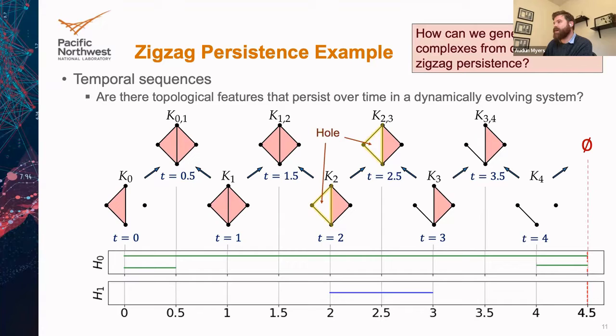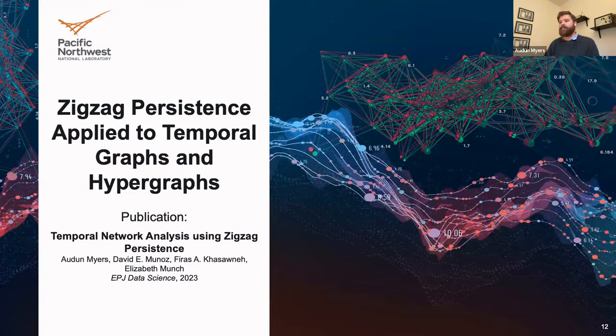So how can we actually generate these simplicial complexes from data so we can apply this tool to study this changing topology? Well, my first work in this area was just applying this to networks and not hypernetworks. And this was work during my PhD with my advisor, Dr. Firas Kasana, and co-advisors, Dr. Elizabeth Mudge, and David Mills.